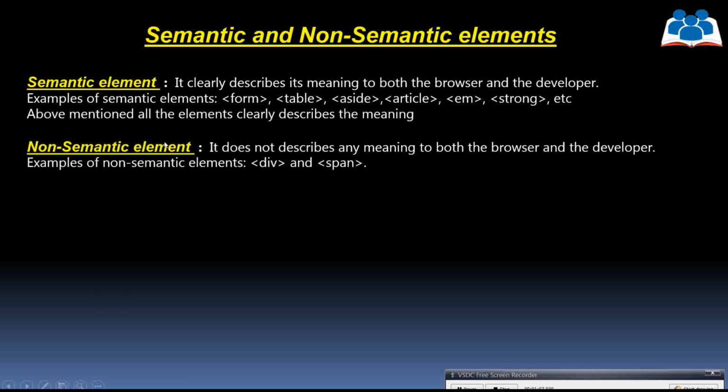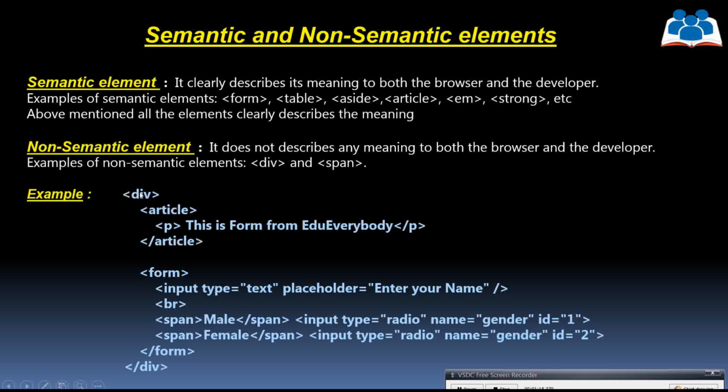And non-semantic element is that element that does not describe any meaning. Example, div tag and span tag. Is it describing you anything? No, it is not describing you anything. So let's take an example, div tag. So this div tag is non-semantic, this is article tag.